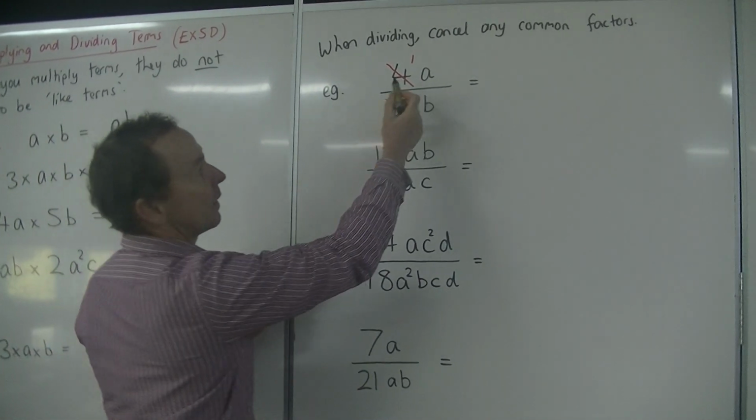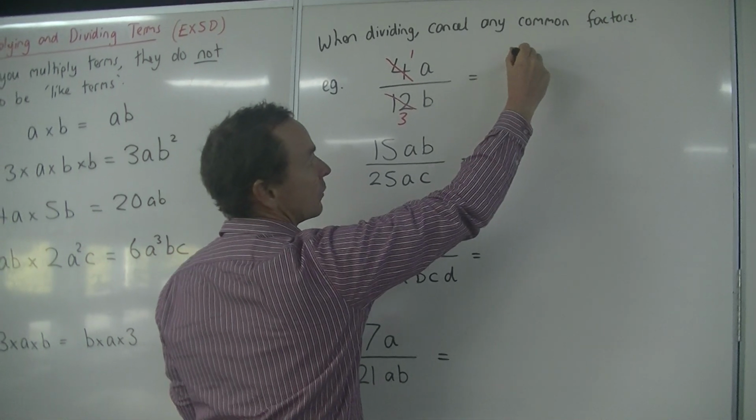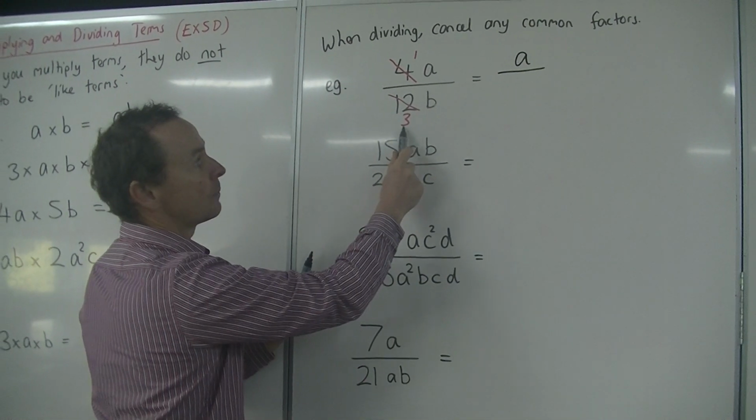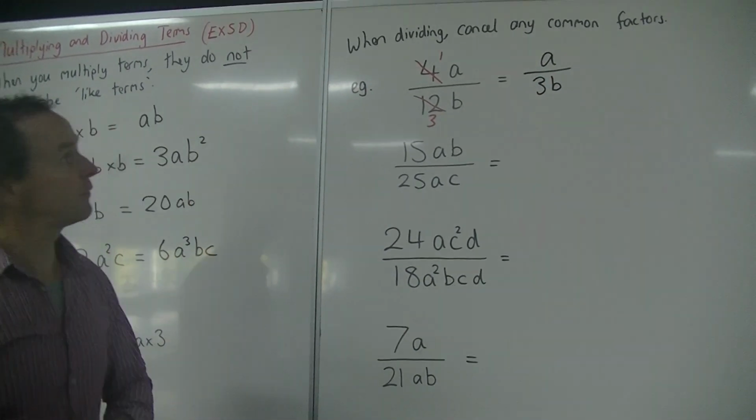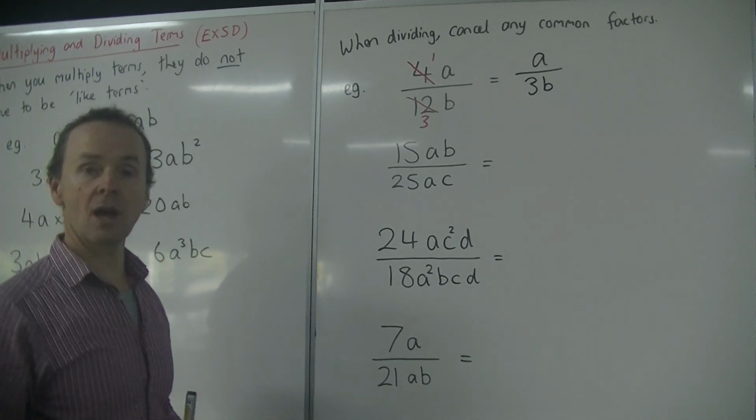So now on the top line we've just got 1 times A. I'm not going to write the 1, it's just A. And on the bottom line we've got 3B. And there's our answer, everyone. We've simplified that fraction. The answer is A over 3B.